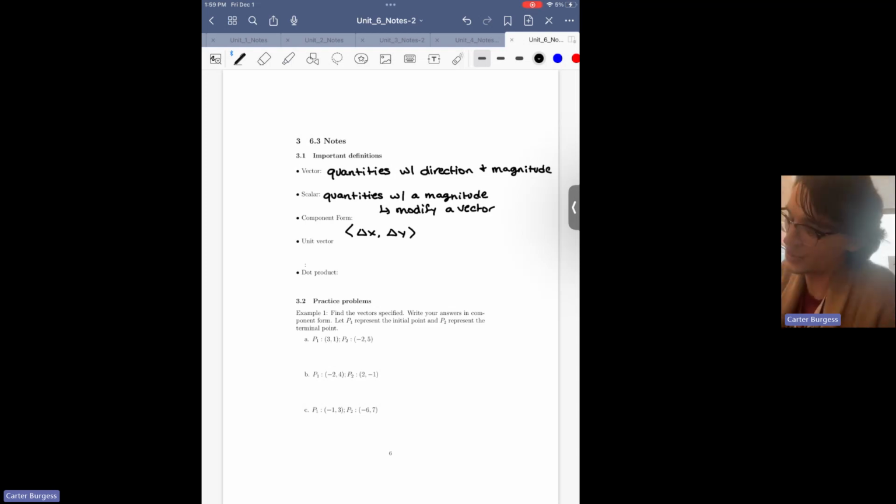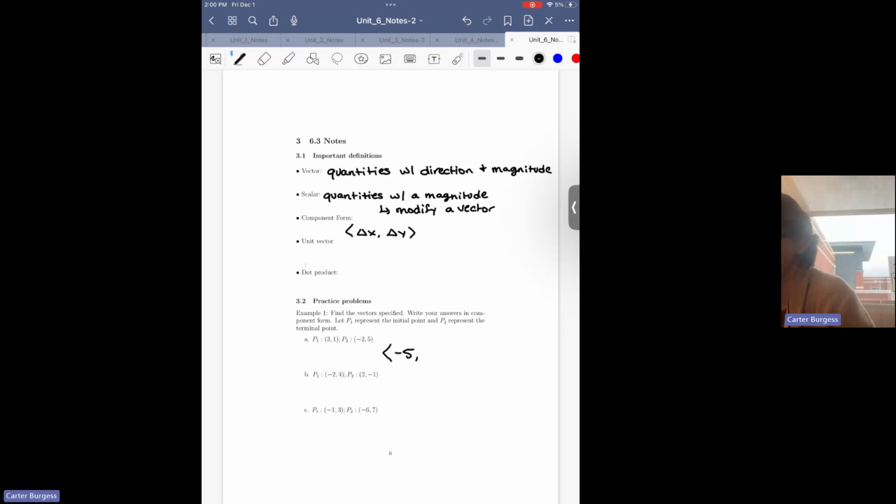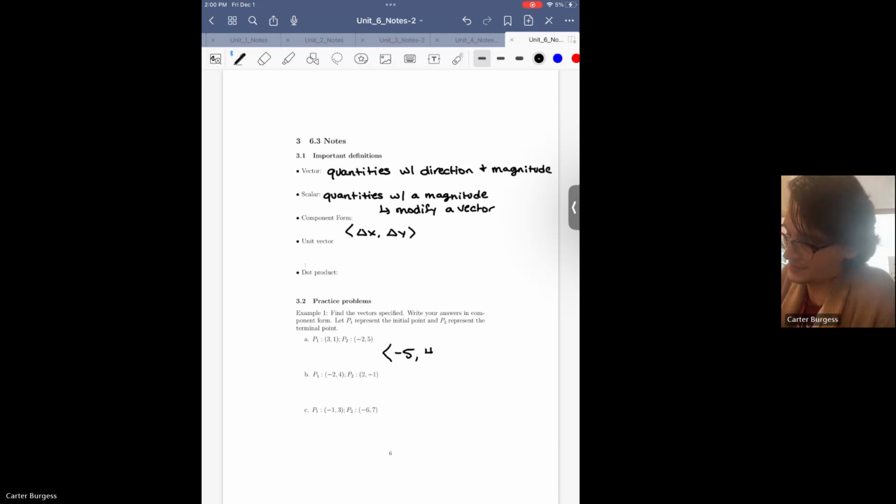We are trying to figure out the movement, the vector that is going to capture that movement. If I'm looking in my x direction, how do I move from 3 to -2? To the left by 5, so that's going to be -5 in my x direction. And how do I get from 1 to 5? To the right by 4. And so this is my vector. And that's it.